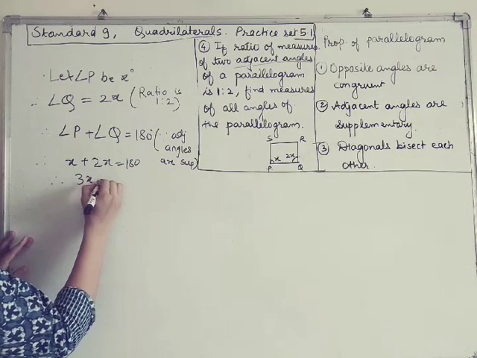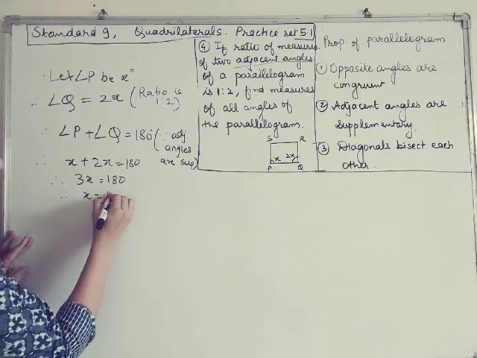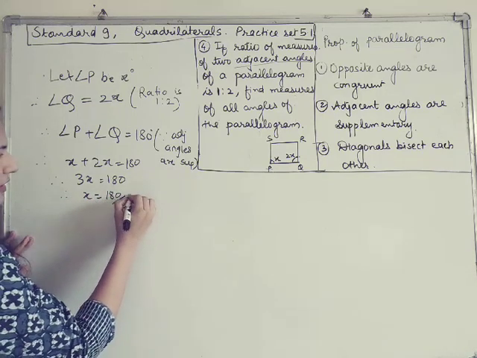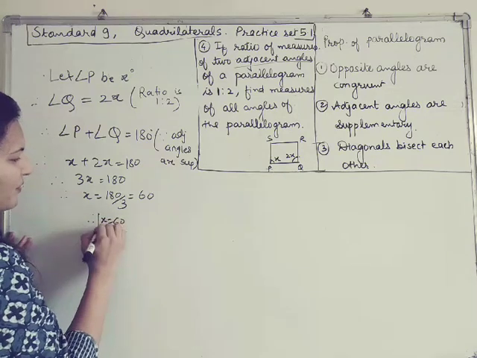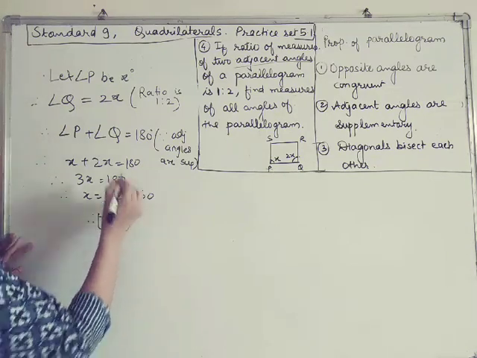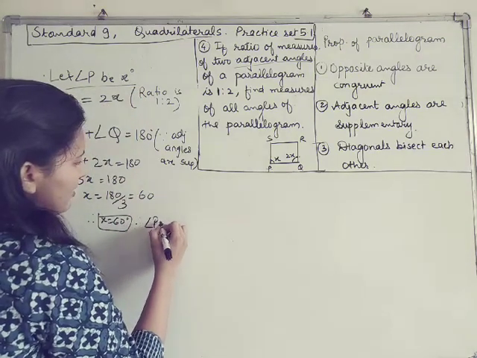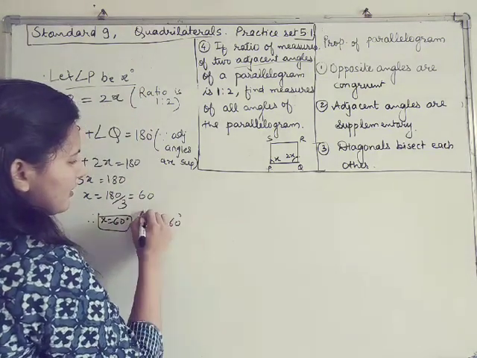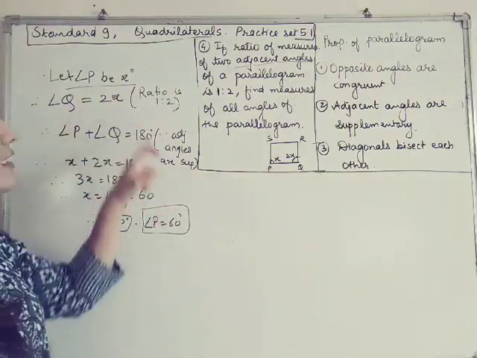By solving this, we get 3x is equal to 180, and x is equal to 180 divided by 3, that is 60. Therefore x is equal to 60. So what is x? X is angle P. Therefore angle P is equal to 60 degree. So we got the value for angle P. It measures 60 degree.